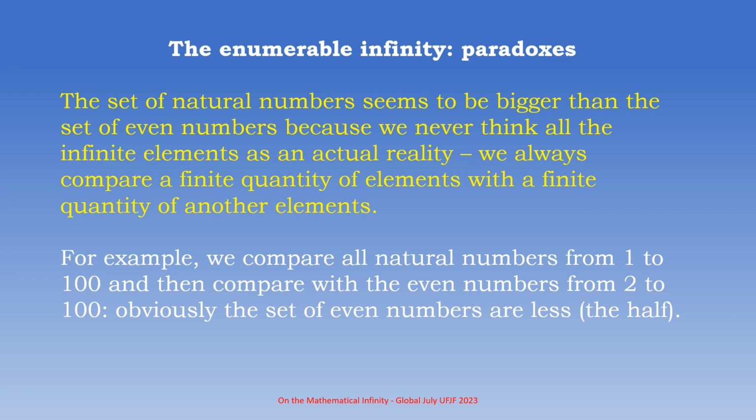For example, we compare all natural numbers from 1 to 100, and then compare with the even numbers from 2 to 100. Obviously, the set of even numbers are less, and that's no mistake by saying that, right? That's perfectly right. What is not right is when you say that the infinite set of all natural numbers are bigger than the set of all even numbers. Because all is a problematic here.